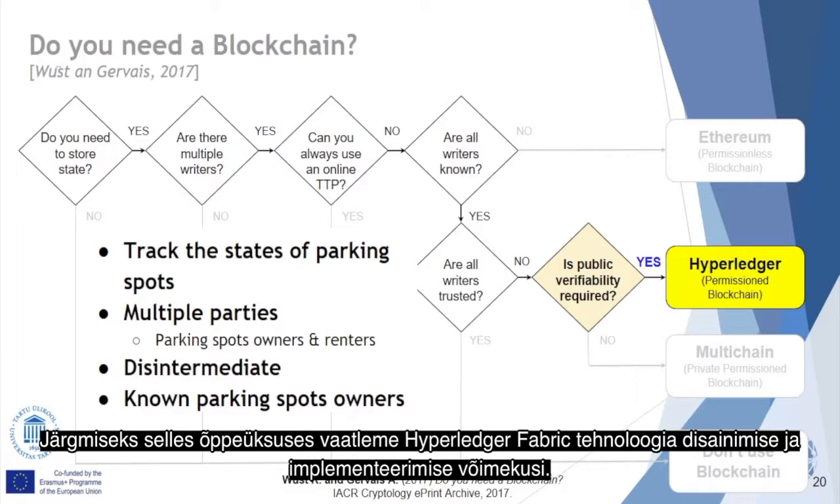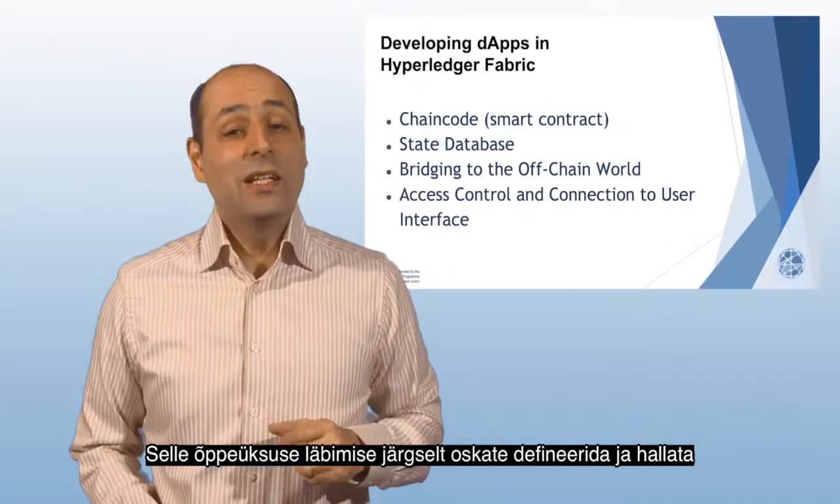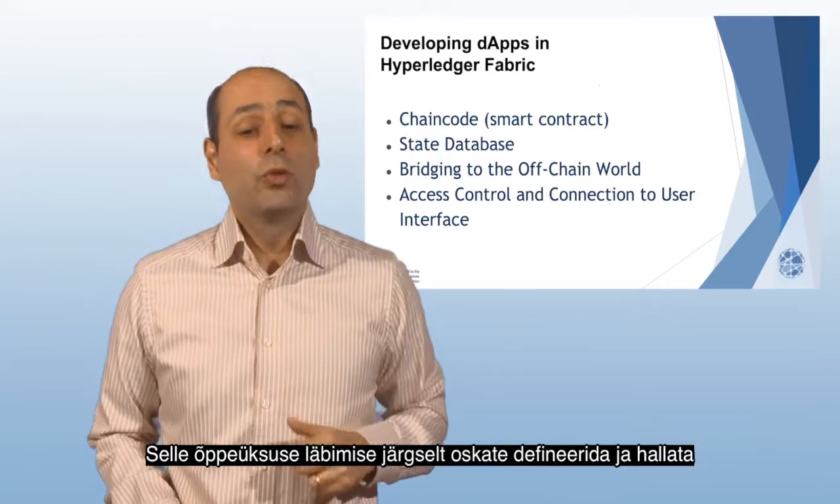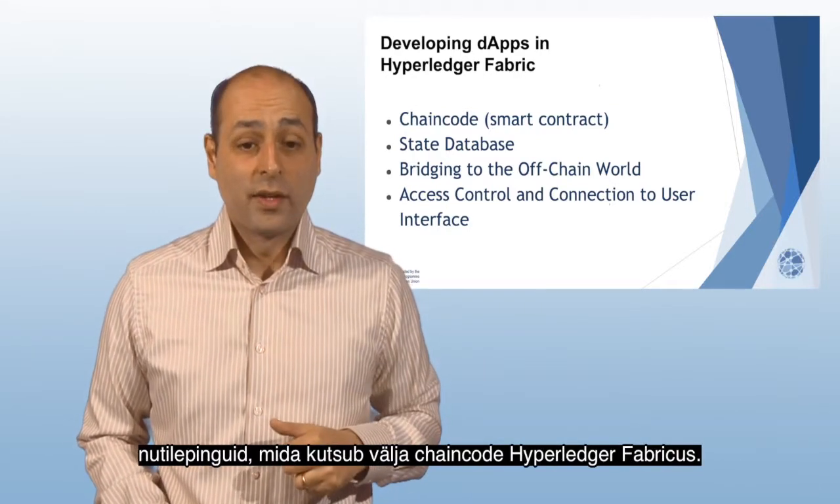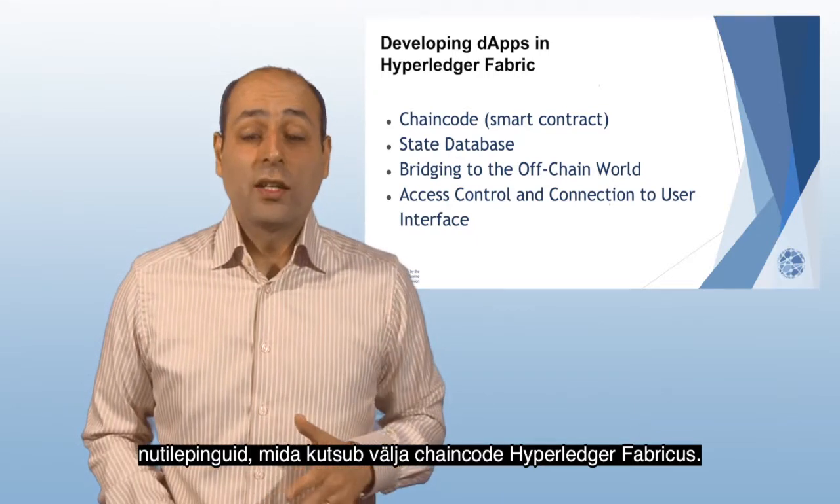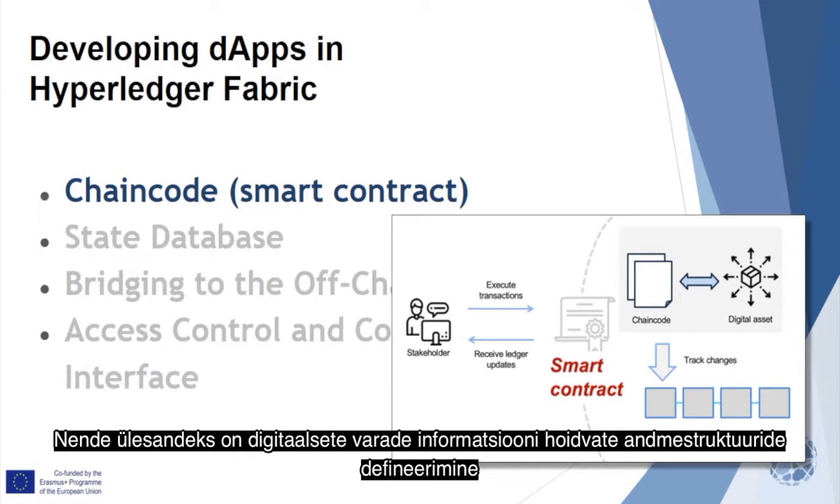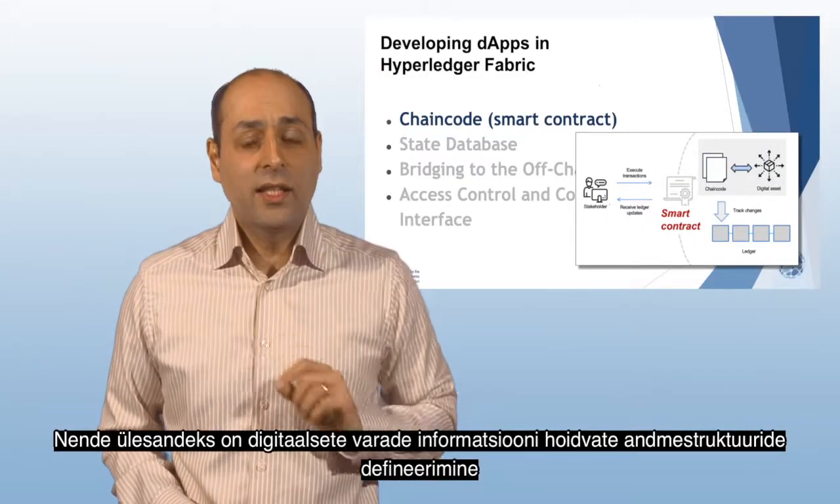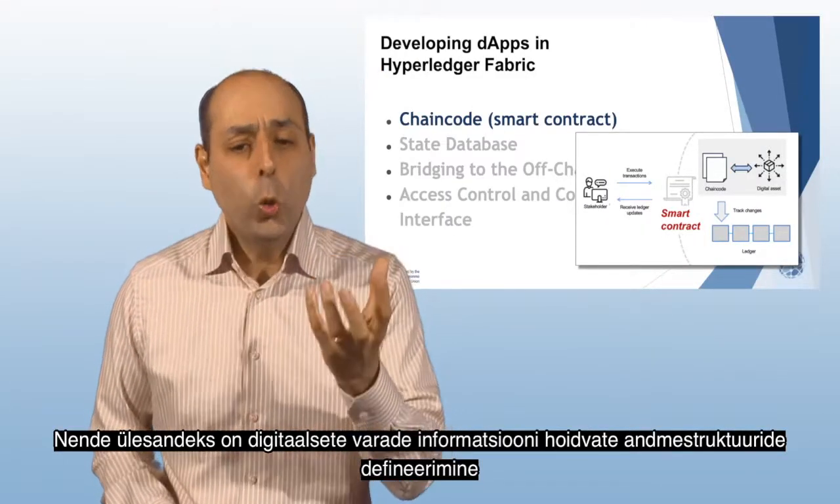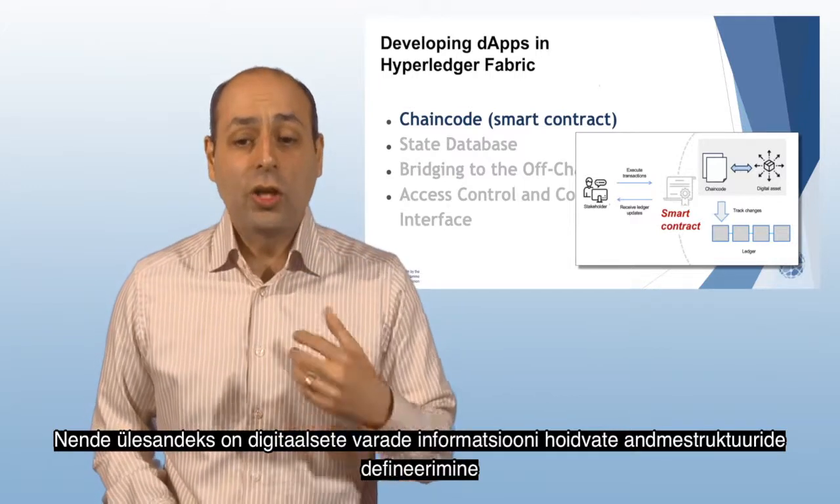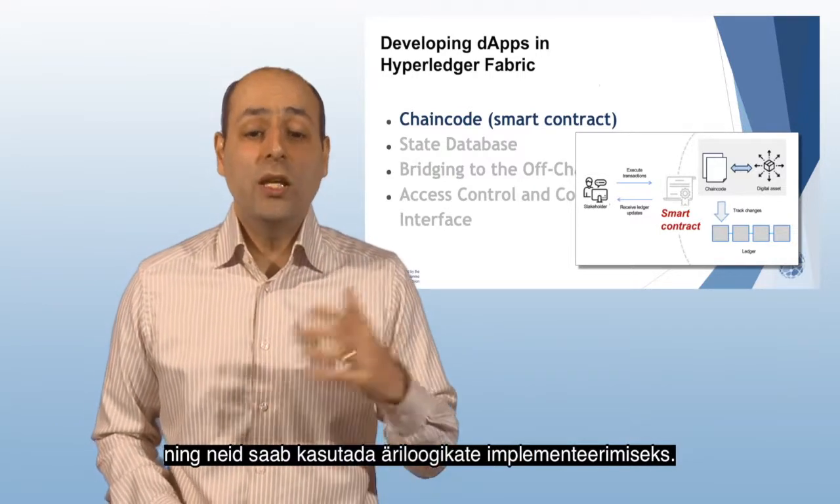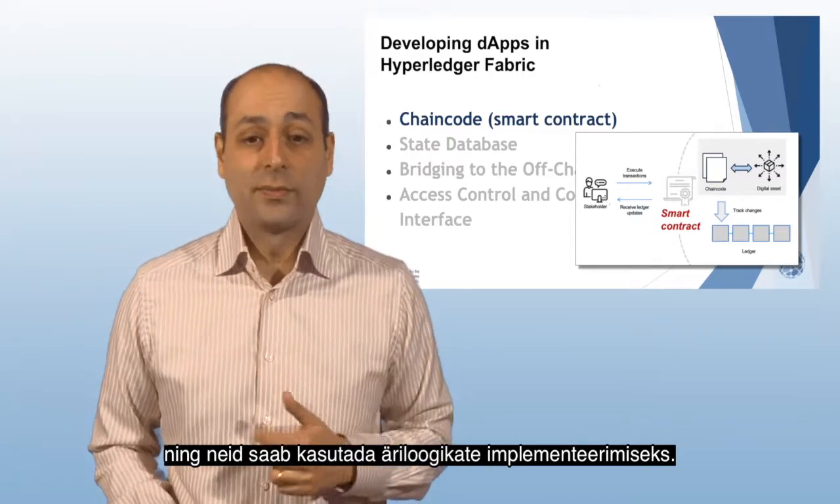Next, in this learning unit, we will explore design and implementation capabilities using the Hyperledger Fabric technology. After completing this learning unit, you will be able to define the chain code, namely the smart contract as it is called in Hyperledger Fabric. It is responsible for defining the data structures that will hold the information about the digital assets and can be used to implement the business logic.